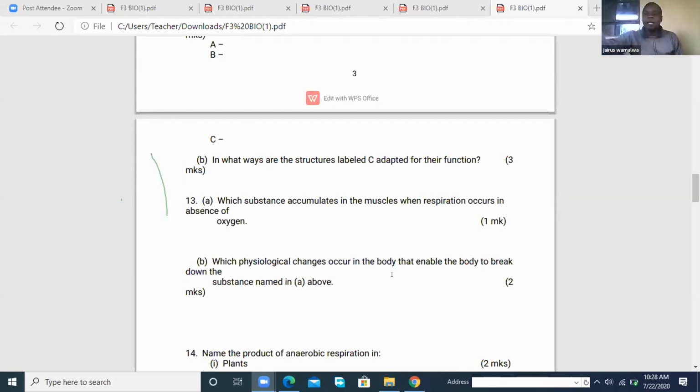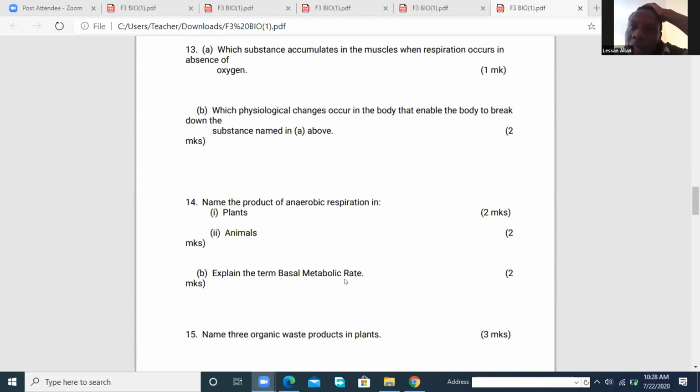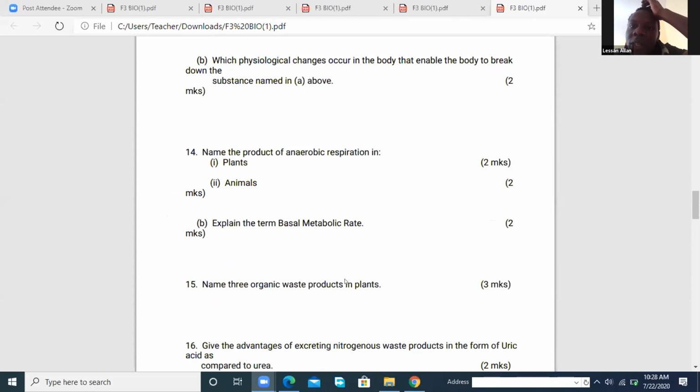Newton Mutevye, continue and finish lesson number 14. Number 14: the products of anaerobic respiration in plants are ethanol, energy, and carbon dioxide.